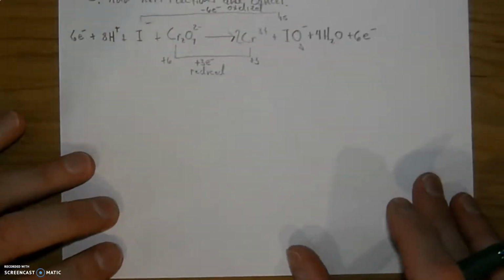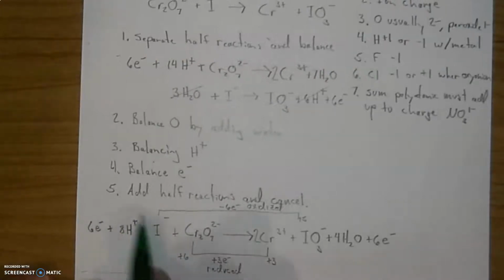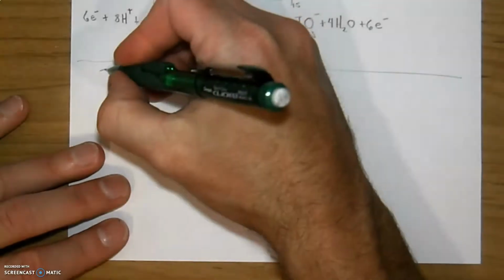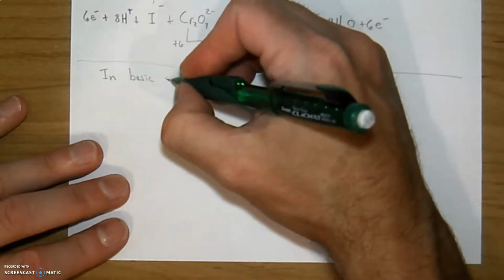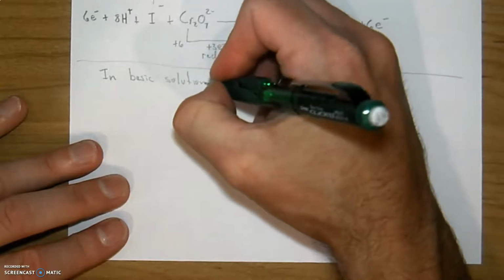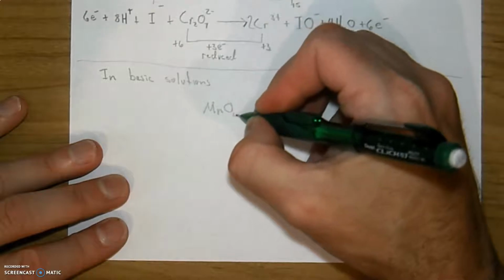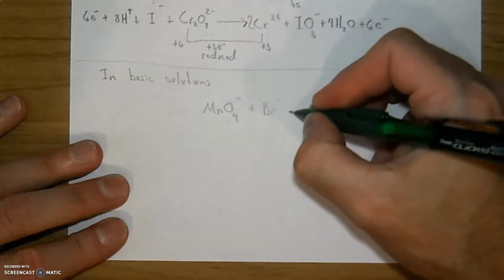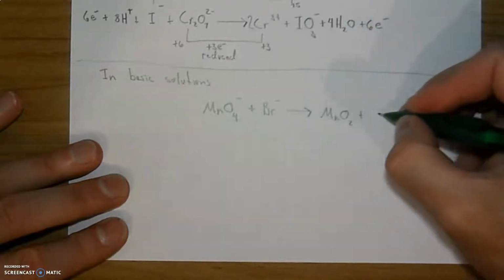Now, this process we just did works fantastic when you are in an acidic solution. And that's what we are here. This is an acidic solution with hydrogens present. But what happens if you're in a basic solution? It can happen. So in basic solutions, let's do it. We have some permanganate with some bromide, producing some manganese oxide and some bromate.